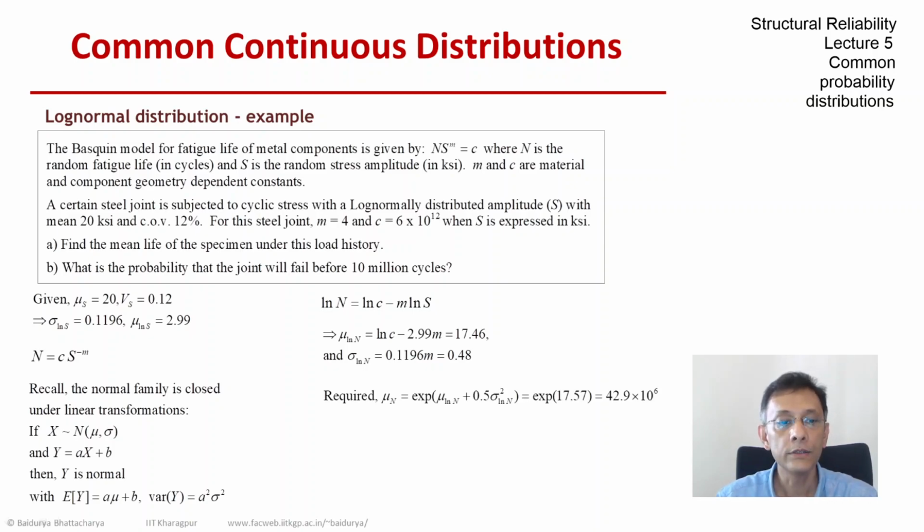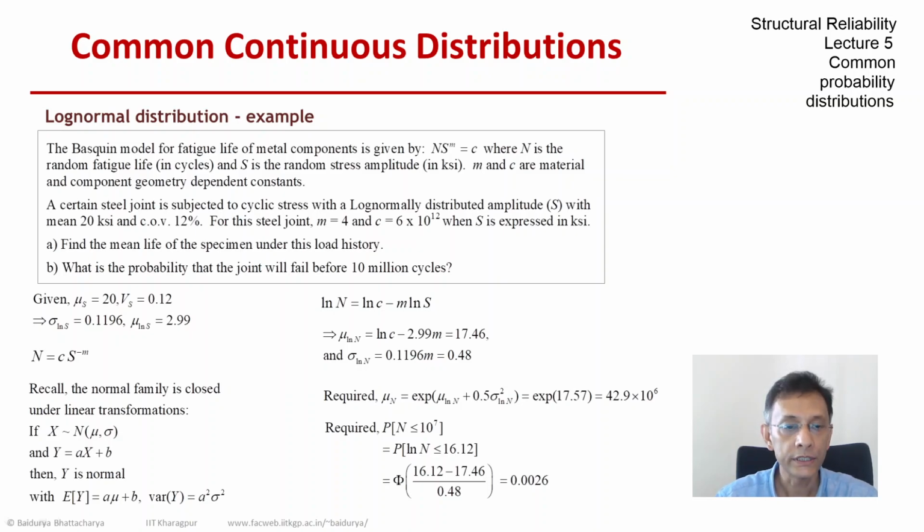So what's required is the mean of n, and we can plug in the values, and the mean of n is about 43 million cycles. And to answer part B, we just go back to the definition of the CDF. So P of n less than or equal to 10 million comes down to the normal CDF evaluated at what you see on the screen, and the answer is about 0.0026, that the joint will fail before 10 million cycles.